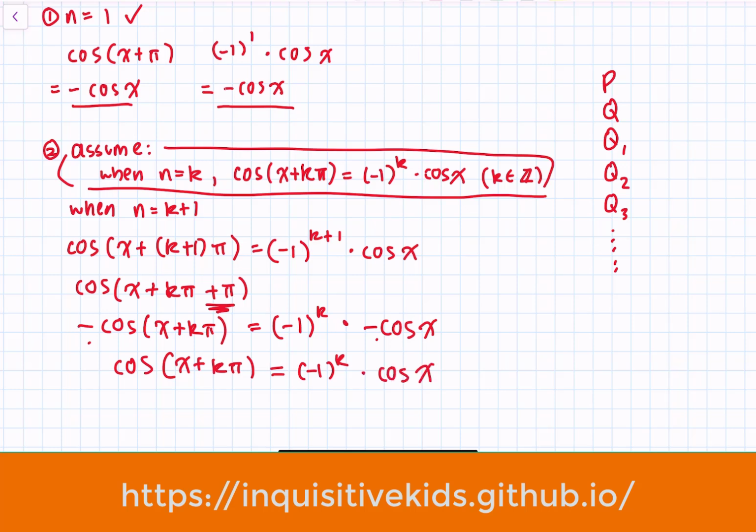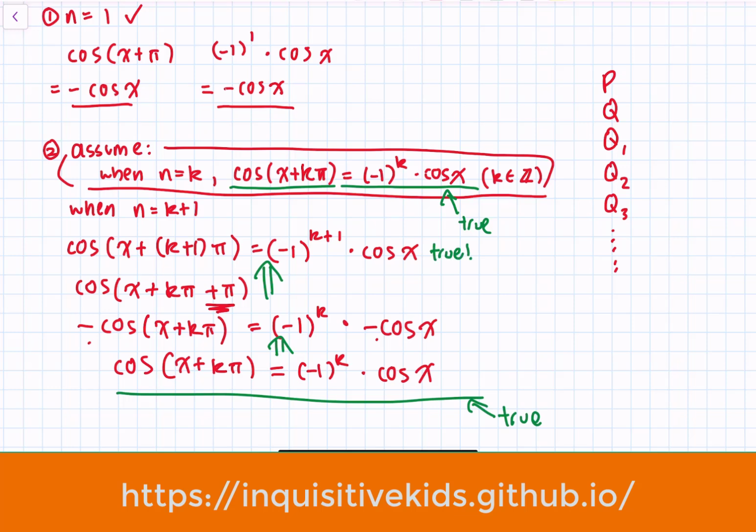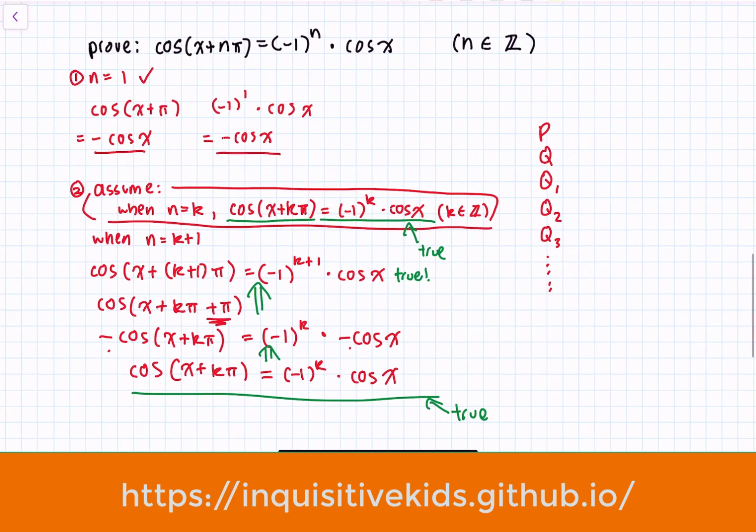And when we compare what we have here to what we assumed to be true up here, we see that they are identical. And because this is already true, then this conclusion, after we simplified it, is also true. So if this final equation is true, it means this equation is true, which means that this original assumption, when n is equal to k plus 1, is also true. This means that we have proved the induction formula of trigonometry: cosine of x plus n pi is equal to negative 1 to the nth power times cosine x.